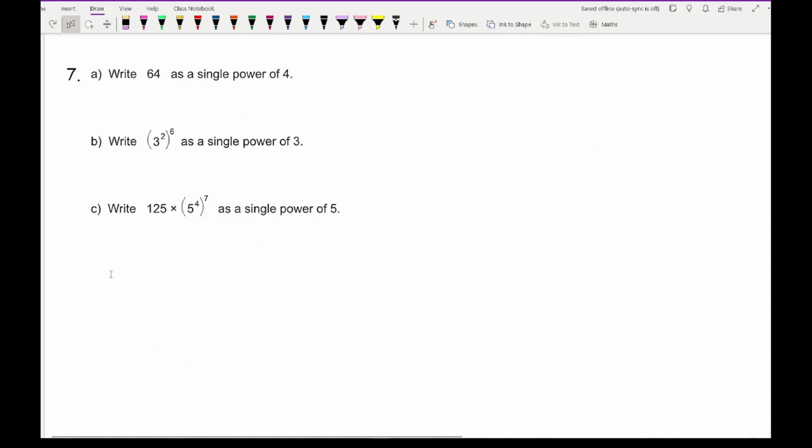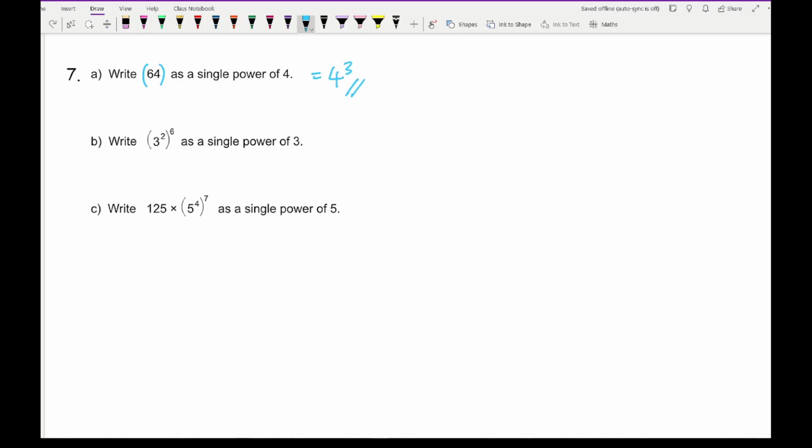Then moving on to question 7, again, if you want to have a go at this question, then pause the video. So this refers to indices. So with question 8, it says write 64 as a power of 4. So how many 4s do we need to multiply to give us 64? Well, 4 to the power of 1 is 4, 4 to the power of 2 is 16, 4 to the power of 3 is 64. So the answer then equals 4 to the power of 3.